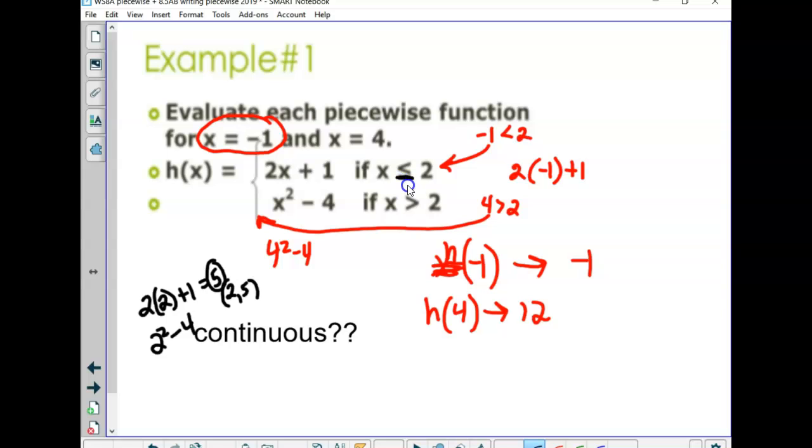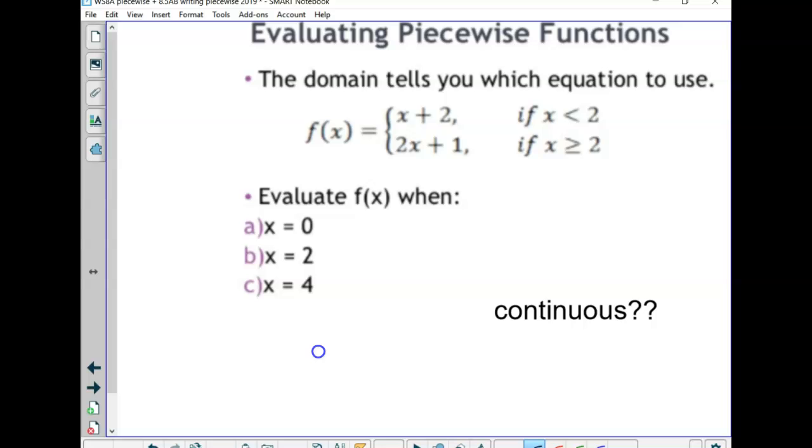Now that had an or equal to, so at 2, 5, there's going to be a solid circle. If I put a 2 in the bottom one, because it says greater than 2, I get 2 squared minus 4, which is 0. So at 2, 0, there would be an open circle because I can't include it. It didn't have an or equal to line. But was it continuous? Did they match up? No, there's a jump at 2. So it's going to matter at the rule changes. That's the only place it can be discontinuous, where it changes from one rule to the other.